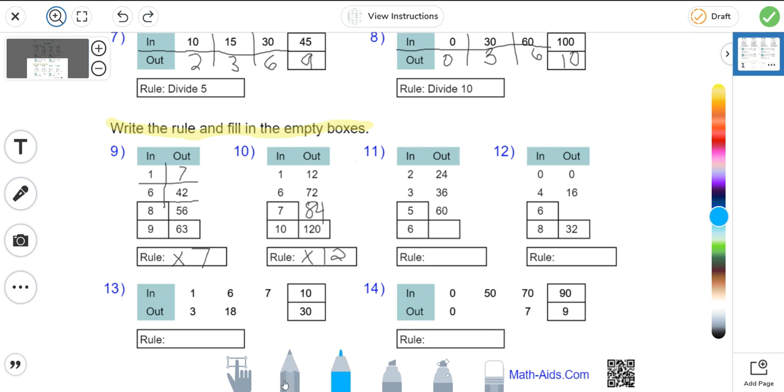Oh my gosh, I did it again, guys. So times 12 and 6 times 12. Use the rule. 6 times 10 and then 2 more groups of 6. 6 times 10 is 60. 2 more groups of 6 is 12. 60 and 12 combined is 72.